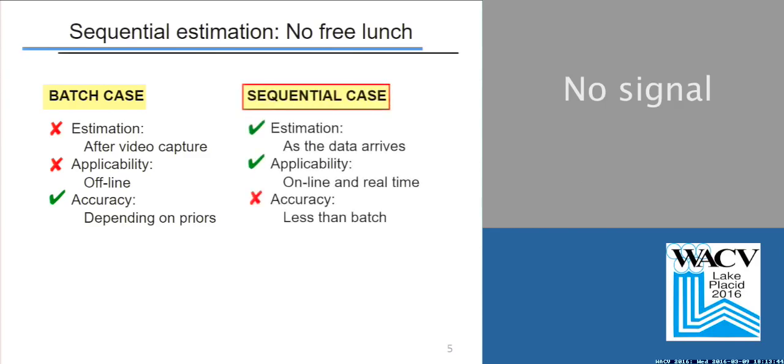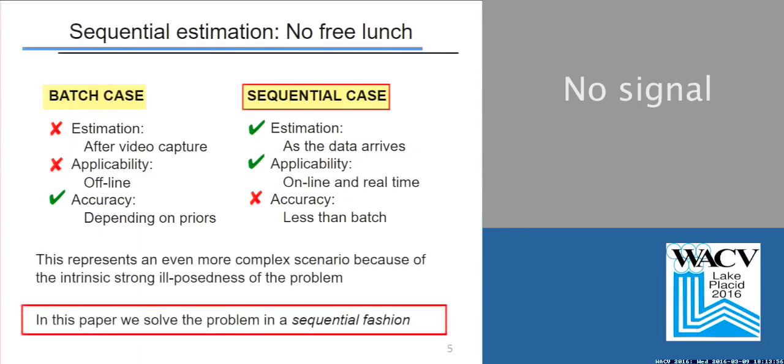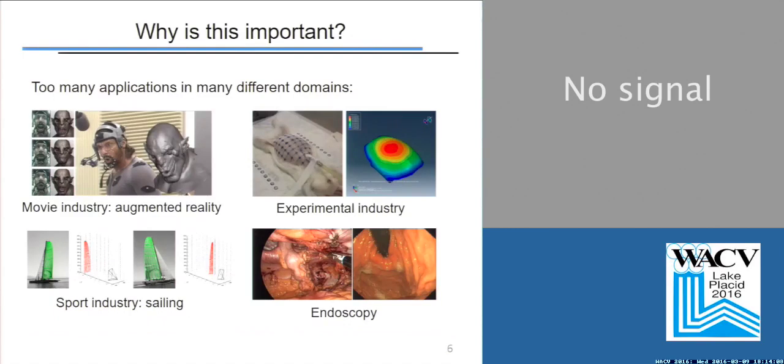In contrast, for the sequential case, the estimation is done as the data arrives, frame by frame. The applicability is online and in real time, and the accuracy is normally less. So this problem represents an even more complex scenario because of the intrinsic strong ill-posedness of the problem. In this paper, we present a sequential solution to solve the non-rigid structure from motion problem.